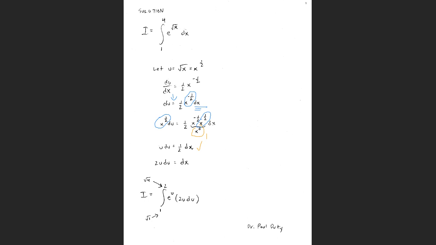If I had x to the negative 3rd, instead of x to the negative half on the right-hand side, I would multiply by x to the positive 3rd. Okay? I'm just doing what I need to do to find out what dx equals in terms of the variable u.